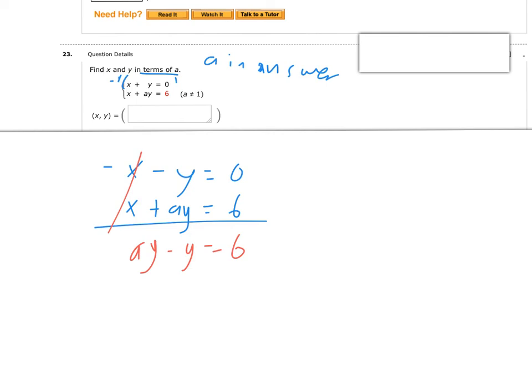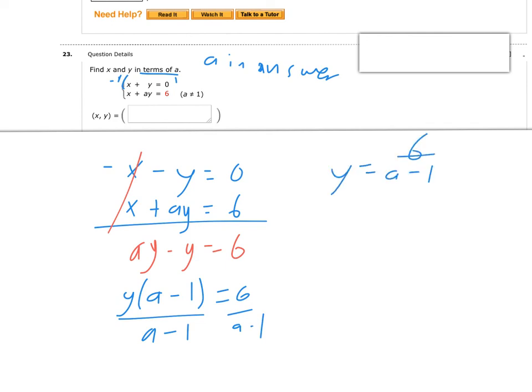And we're trying to isolate y here. So we have two y's. What I'm going to do is factor a y out front, which would leave me with a minus 1. And then that allows me to isolate y by dividing that over. So I have my y value now as 6 over a minus 1. It's not a numeric value, but it's in terms of a, which is what they were saying here.